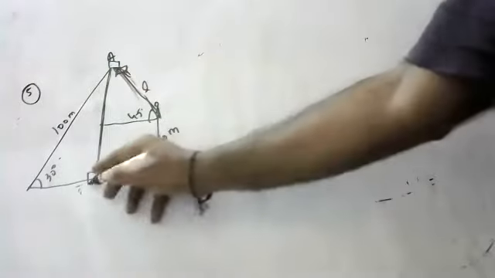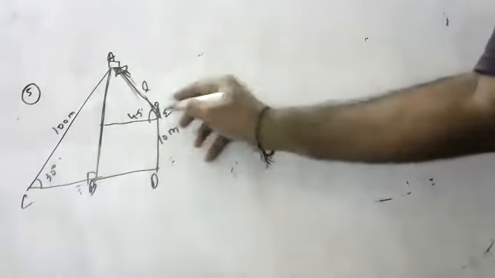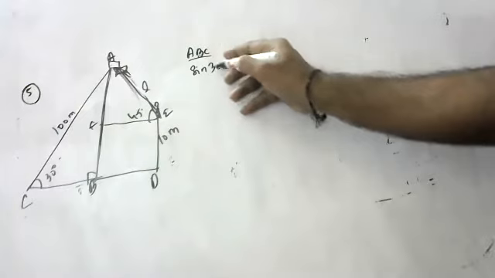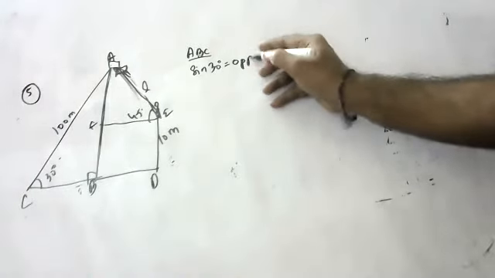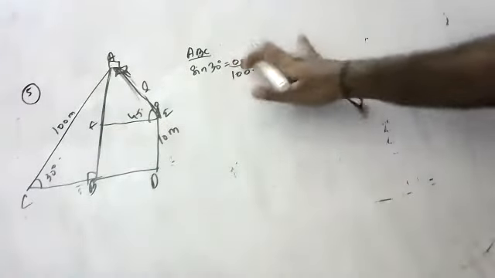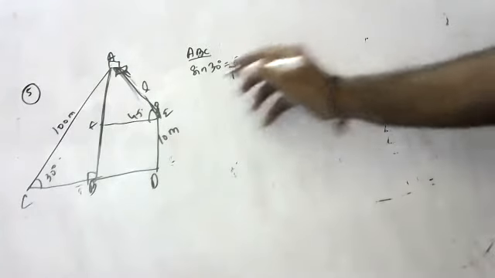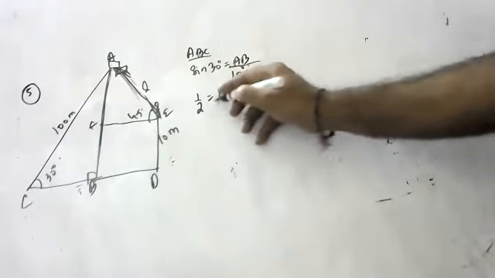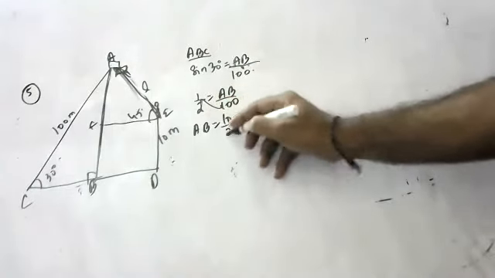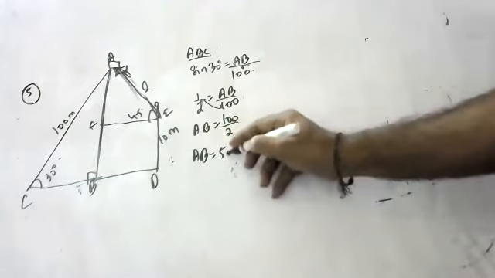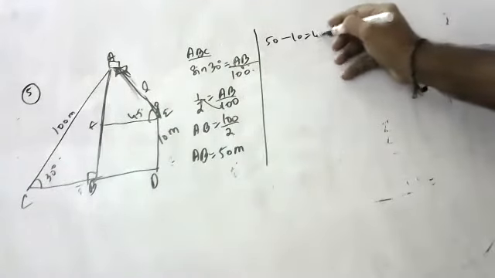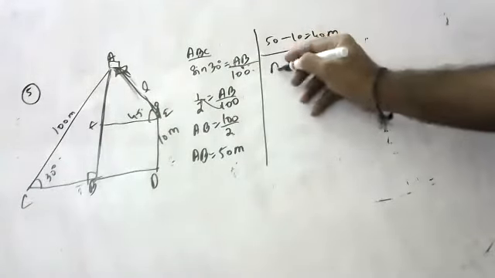Okay, so tell me how to do A, B, C, D, E, F. Tell me now for triangle ABC. Sine 30 is equal to opposite by hypotenuse. Opposite by 100. Okay, so we will write it as AB by 100. 1 by 2 is equal to AB by 100. AB is equal to 100 by 2. AB is equal to 50 meters. 50 minus 10 meters. FB is equal to 40 meters.